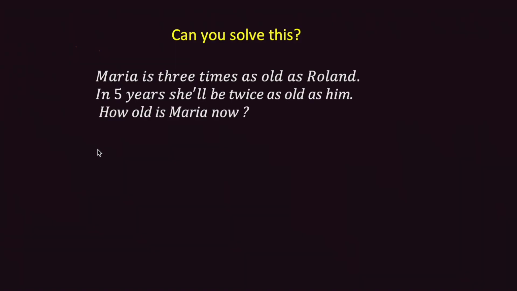How can we solve this? Maria is 3 times as old as Roland. In 5 years, she'll be twice as old as him. How old is Maria now?